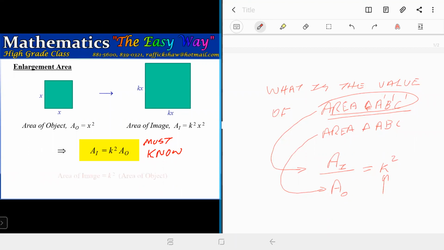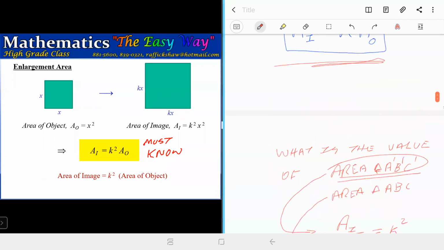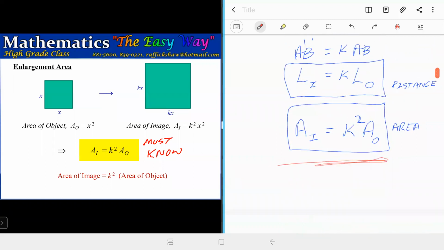So let's move on. Area of image is k squared times the area of the object. So that is on the must-know sheet. You have to learn it. This one is not on the must-know sheet. So if you like, you can write it on, even though it's understood and already known. But this one is on the must-know sheet, and you have to learn it as well. All right, so now you understand. Now we're going to do questions and see. All right, so let's move on now.